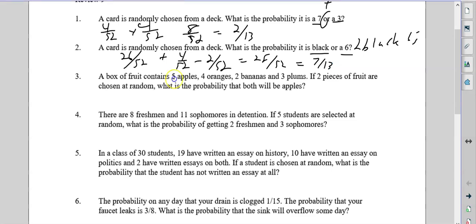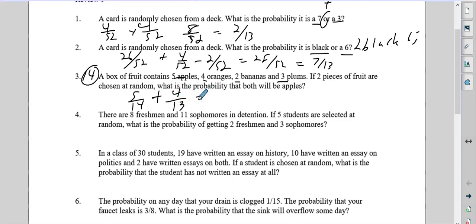A box of fruit contains 5 apples, 4 oranges, 2 bananas, 3 plums. So that's 9, 10, 11, 12, 13, 14. So we got 14 pieces of fruit total. If 2 pieces are chosen at random, what's the probability they will both be apples? Well, at first there's 14 pieces of fruit in there, and there's 5 apples. So the chance of grabbing an apple is 5 out of 14. If we're going immediately without replacement and grabbing a second fruit, well, now there's only 13 fruits left, and only 4 apples left.